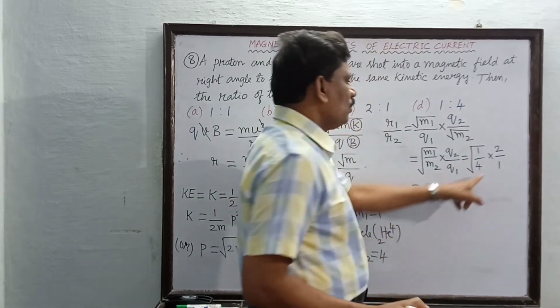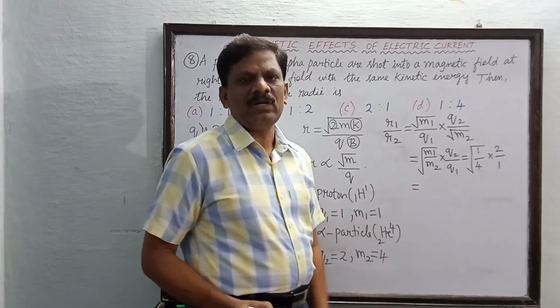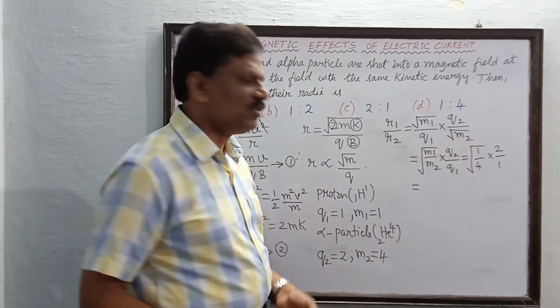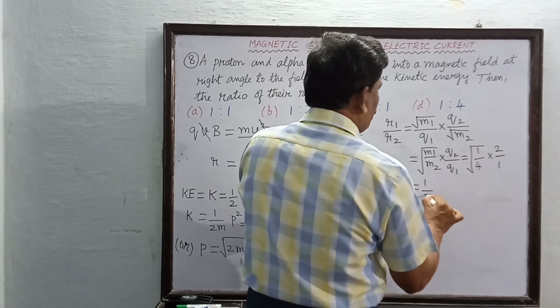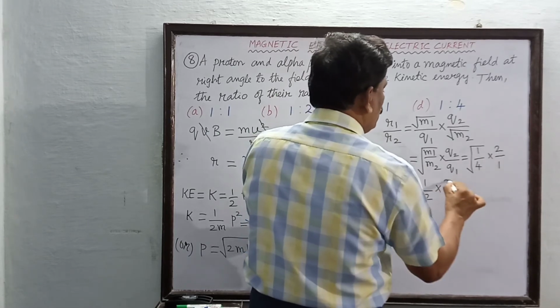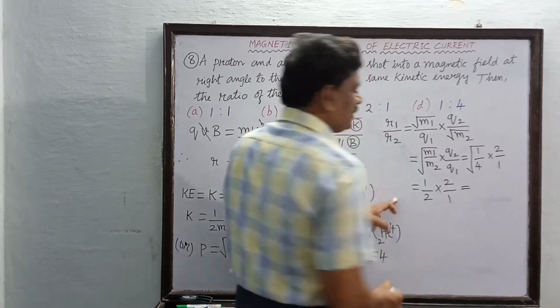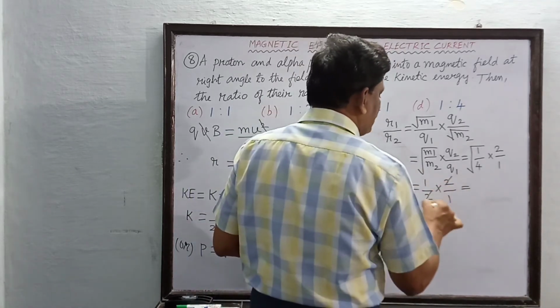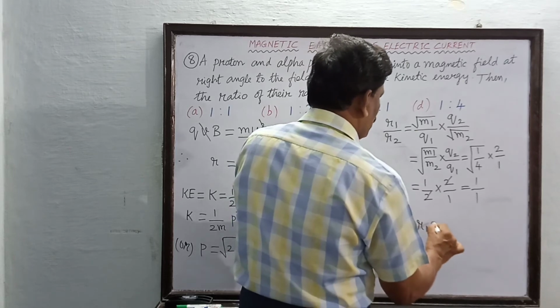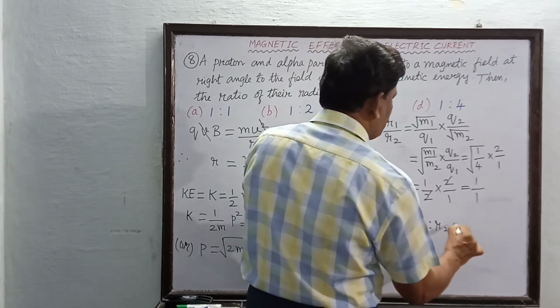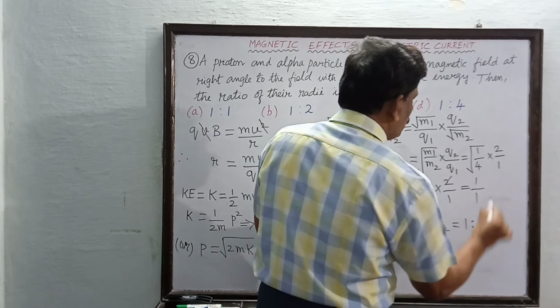Now 1 by square root of 4 is equal to what? 1 square by 2 square, so inside the root is 4. It will become 1 by 2 into 2 by 1. So cancelling these 2 on both sides, this is equal to 1 divided by 1. Therefore, the ratio R1 is to R2 must be equal to 1 is to 1.